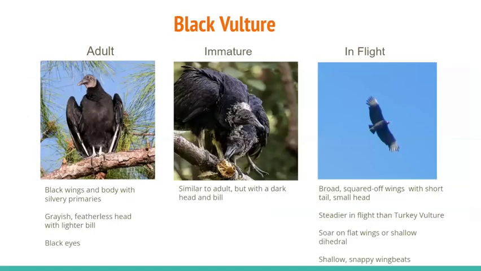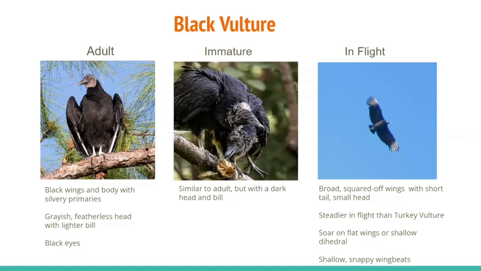So for adult black vultures, they have, again, that uniform, very true black body, but they have silver primaries. So those very outermost wing feathers, they almost look like these kind of silvery white fingers. They also have these grayish featherless heads with a lighter bill and black eyes. Immature birds are very similar to adults, but instead of that grayish skin, they have a very dark, almost black head and bill.